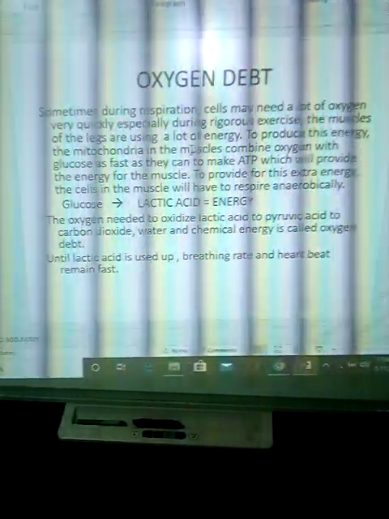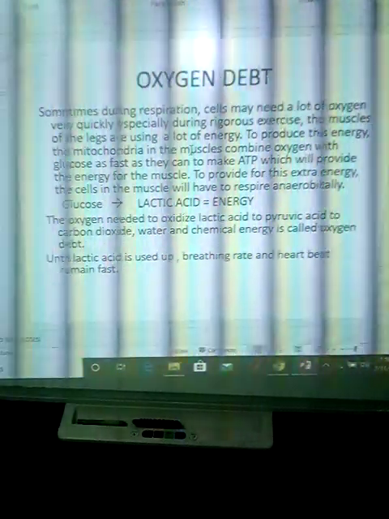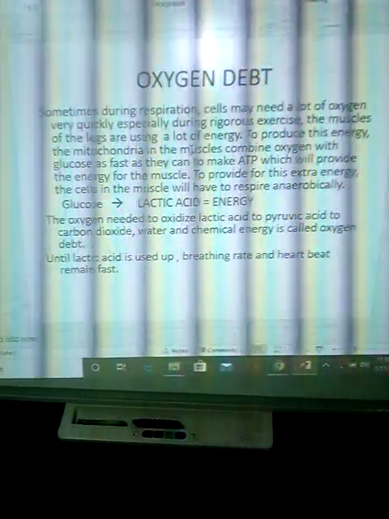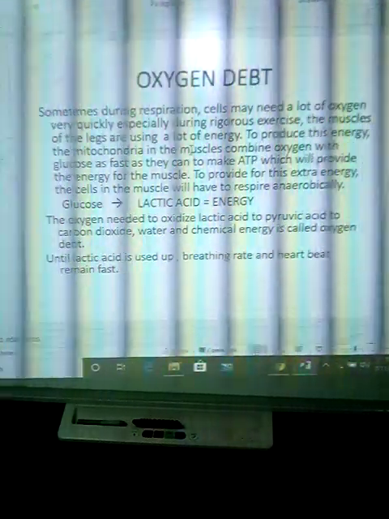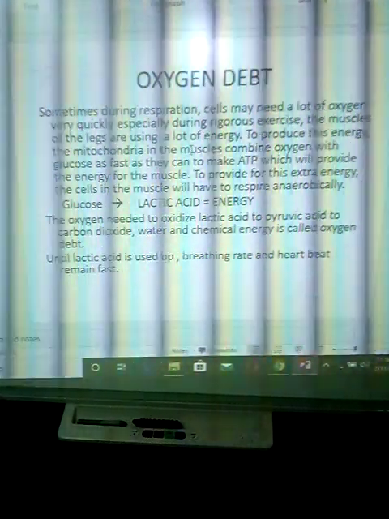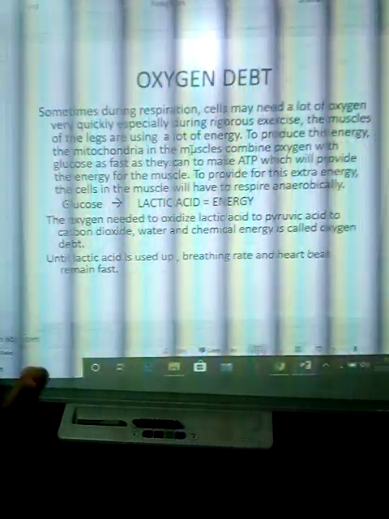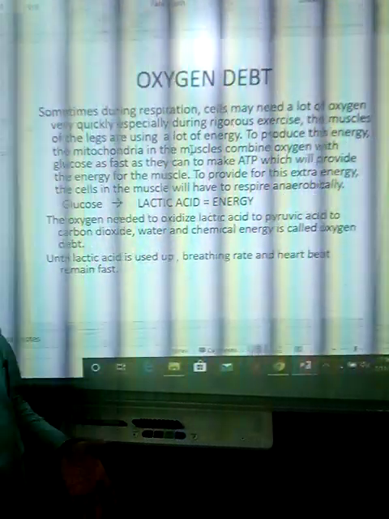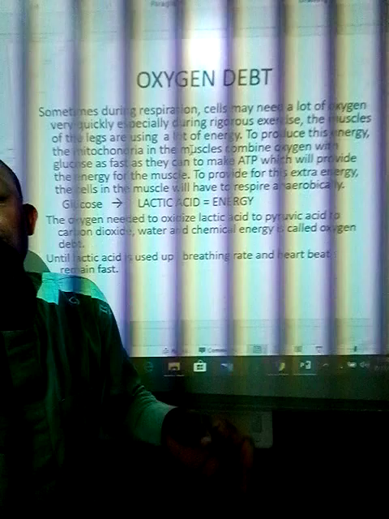Oxygen is needed to oxidize lactic acid to pyruvic acid, to carbon dioxide, water, and chemical energy; this is called oxygen debt. So until lactic acid is used up, breathing rate and heartbeat remain what? It remains fast, because lactic acid has accumulated in the muscle cells. That's why at that point, if care is not taken, the athlete collapses, or fades for a while. Then that's why you get what?